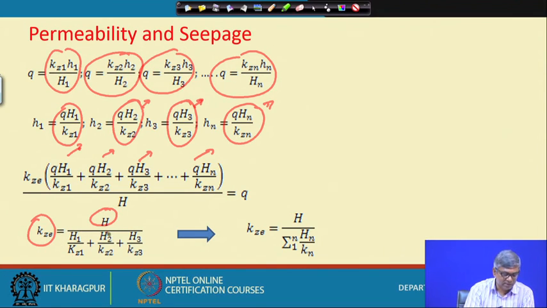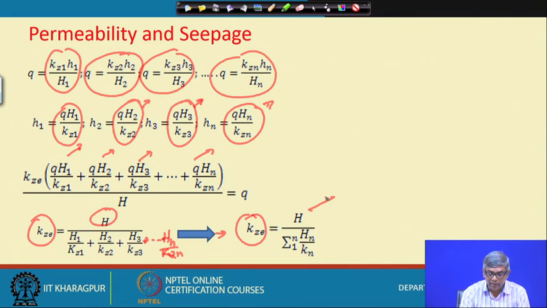Then our Kjd becomes H divided by h1 by Kz1 plus h2 by Kz2 plus h3 by Kz3, and like that hn by Kzn. In a very generalized form, Kjd will be H divided by the summation of hn by kn. That means, for each layer, take the thickness divided by k, find the summation of that, and H divided by that will be your Kjd.